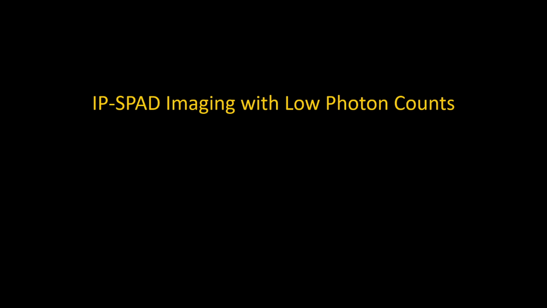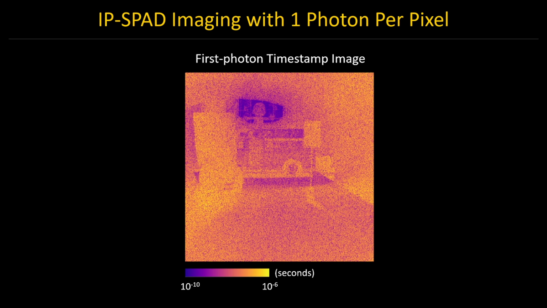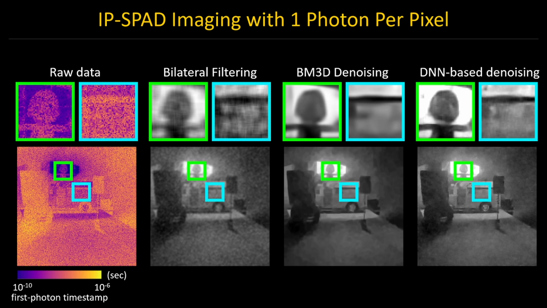Let's now consider the other extreme. Can IP SPAD work if we capture very few photons? What if each IP SPAD pixel only captures one photon timestamp? This will look quite noisy, but the photon timestamps still carry some information. With some denoising, we can reconstruct images with just one photon per pixel.